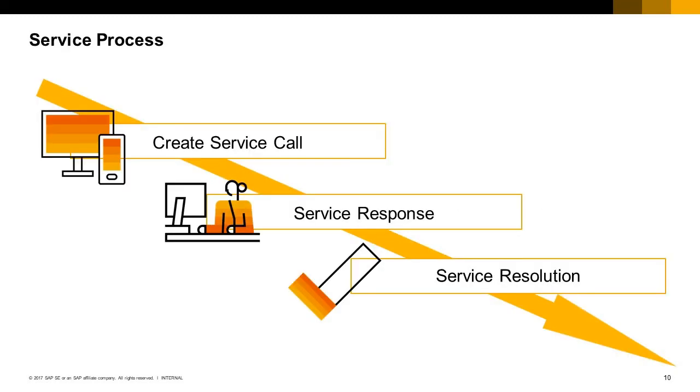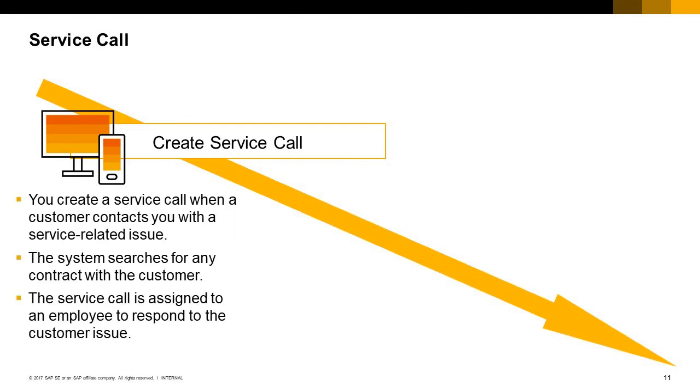Now let's look at the process for responding to customer issues. We've broken it down into 3 general stages: creating the service call, responding to the customer issue and resolving the problem. You create a service call when a customer contacts you with a service-related issue.